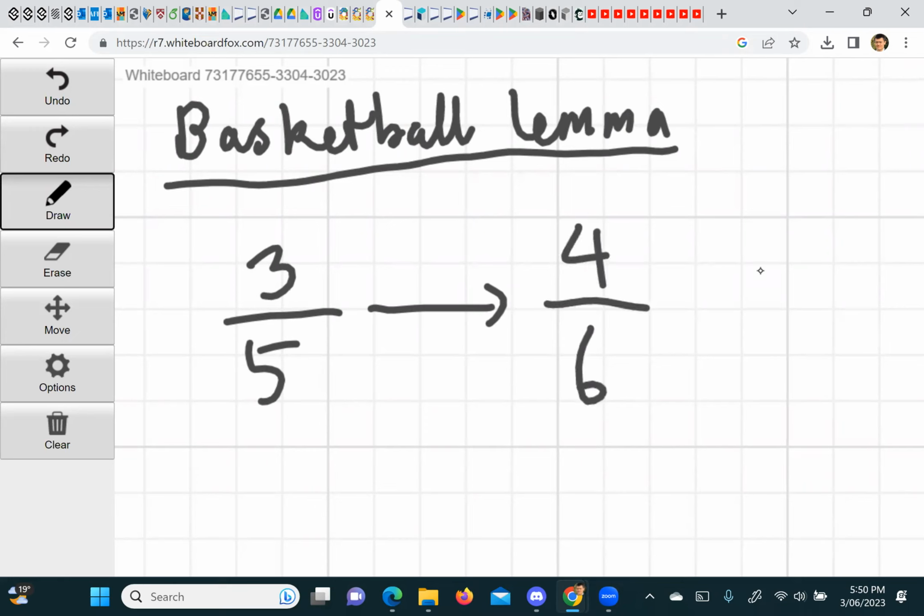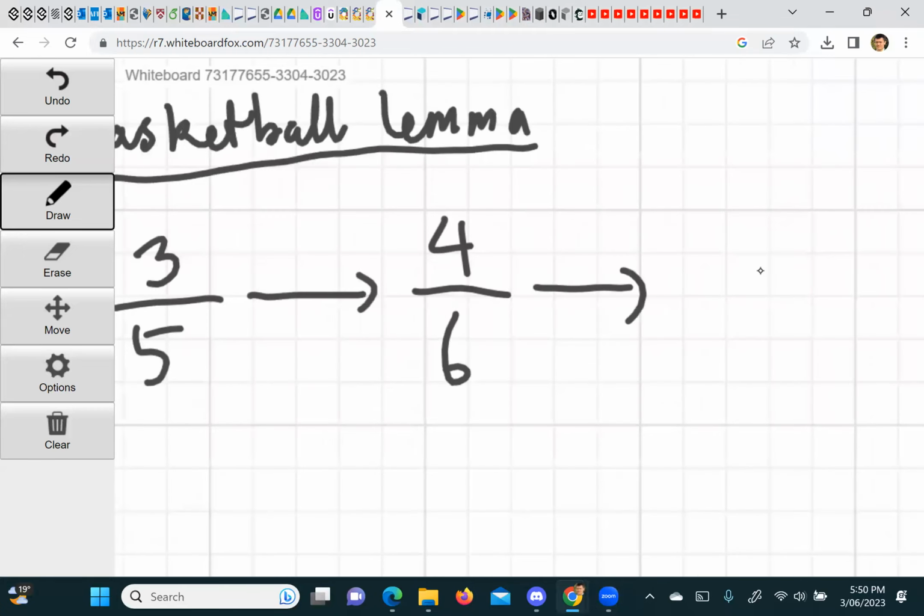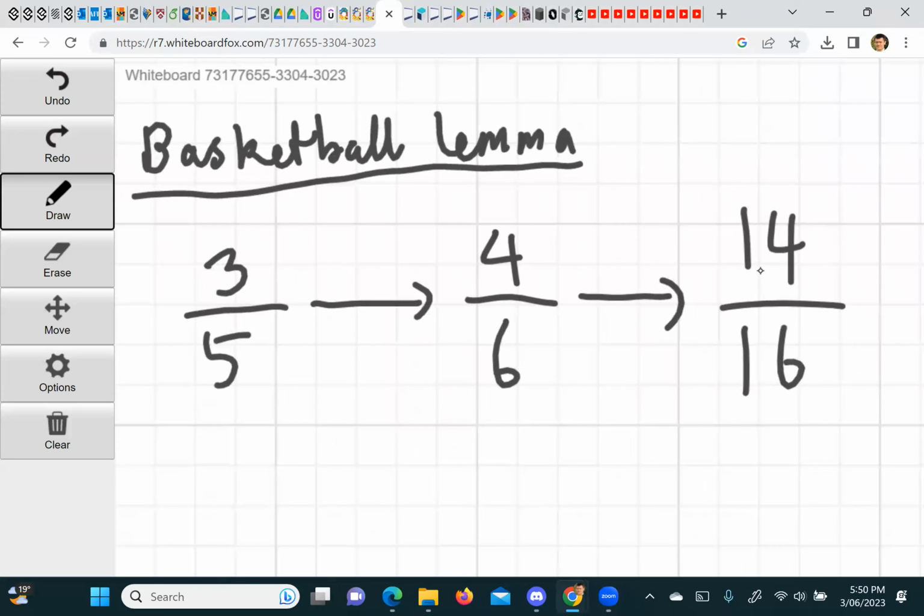Or sometimes you get a bit more extreme, you add a big number and you get 14/16. It's bigger. And the claim I'm trying to make is this number gets bigger. But why does it get bigger? I can explain this using basketball.